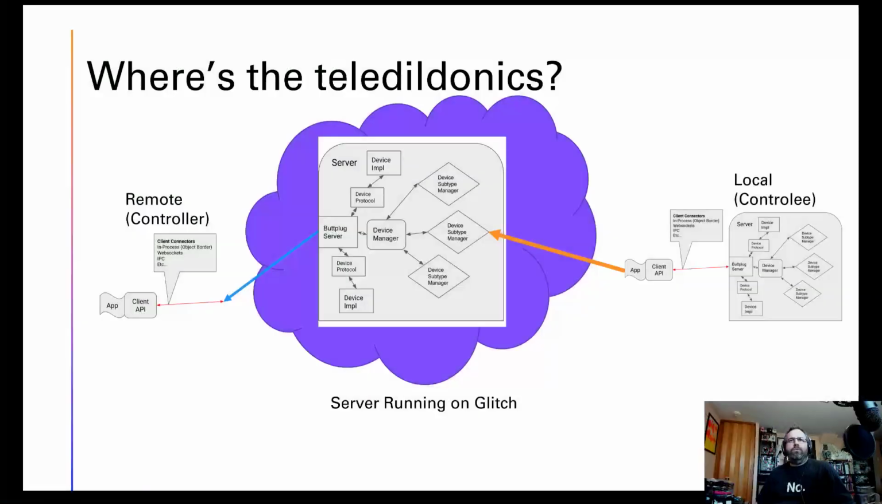And so this part all lives on Glitch in TypeScript. And then this is just, once again, part of that index.html and script.js again. So both the local and the remote are the same code base, and they both hit this server. It's just depending on which WebSocket endpoints you're using and which parts of the UI you're using, you get a different experience. So that's kind of how the Teledildonics is put together here.